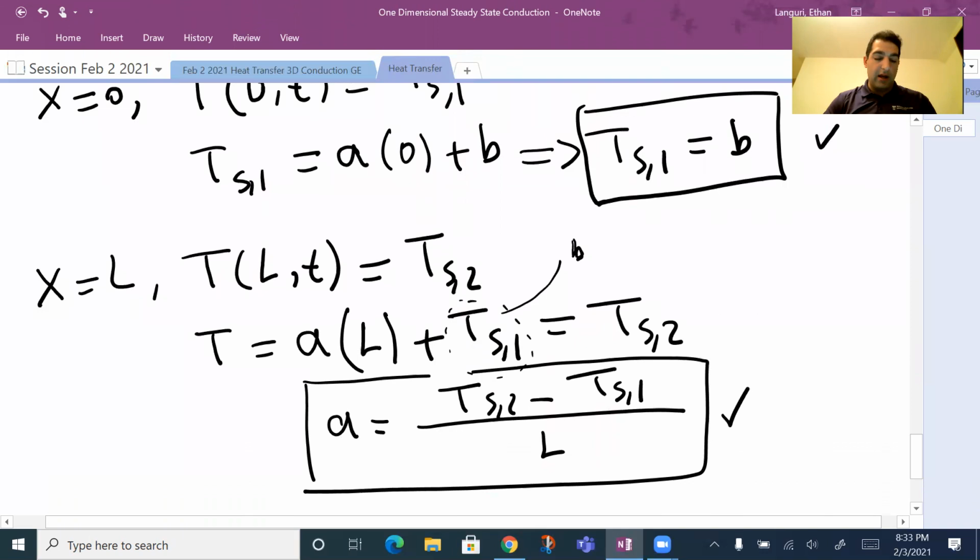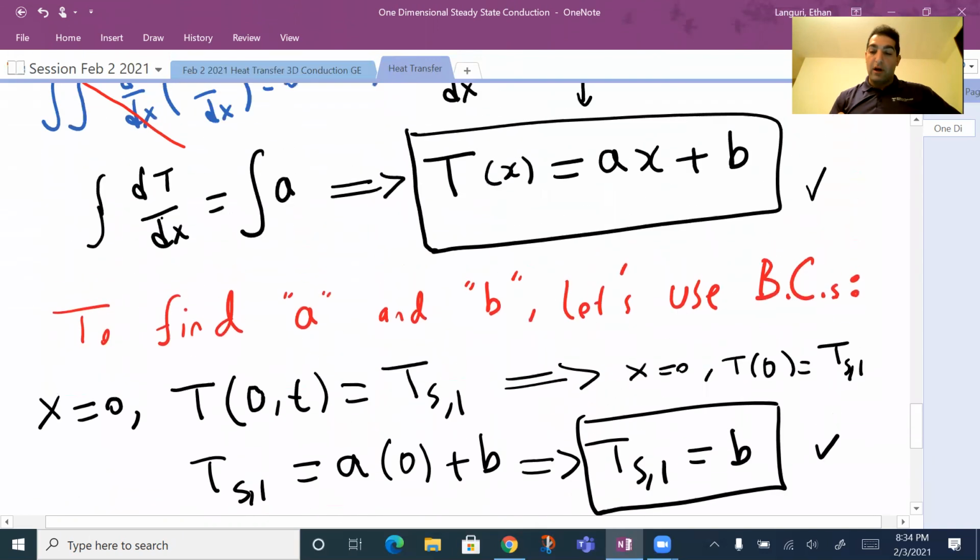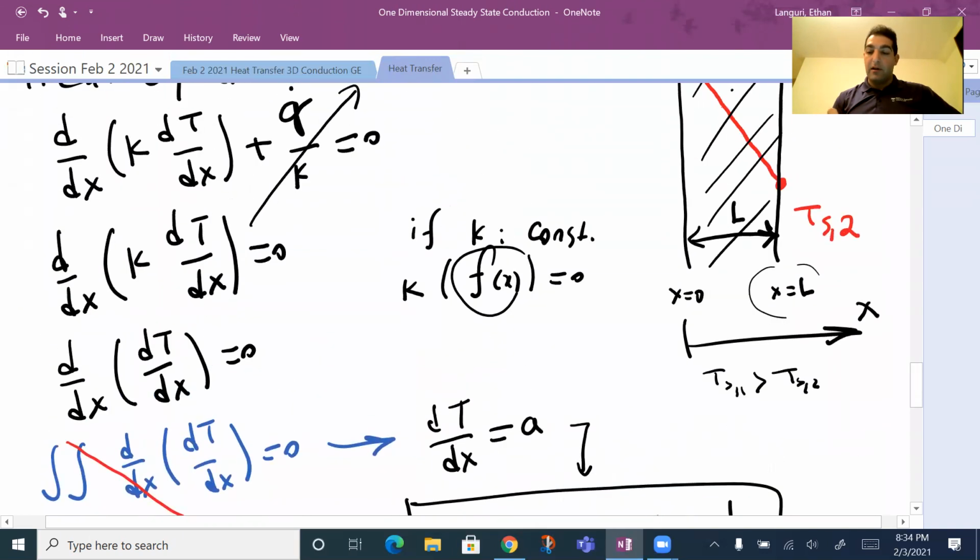Let me repeat the X equal L case one more time in case I did it pretty fast. So for the case of X equal L, temperature at L is equal to TS2. How do we know this? By given boundary conditions. So the problem should give this information to you. At X equal L, temperature is called TS2.